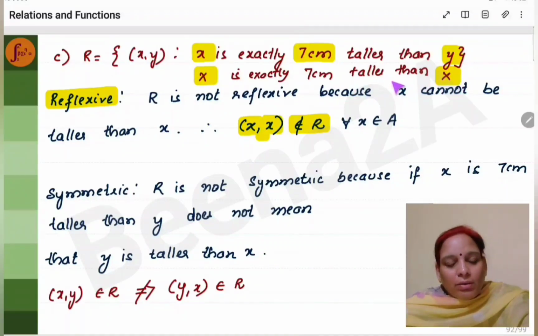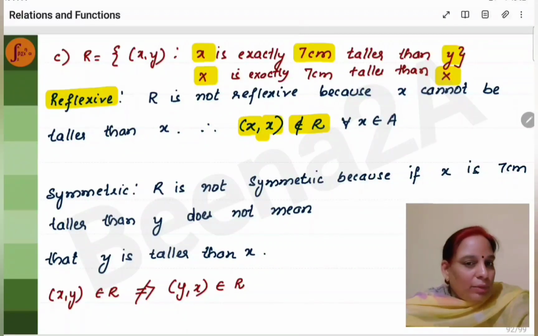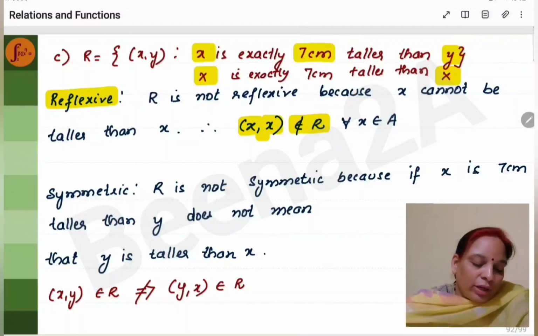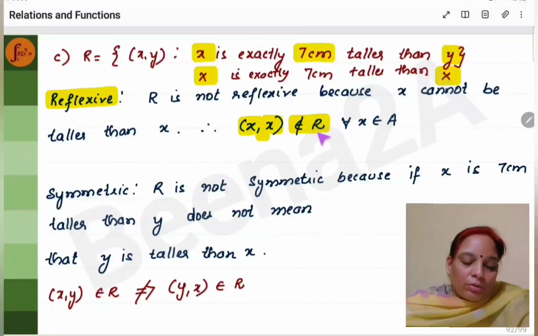Can I be taller to myself? No, right? I can't be taller to myself. Therefore, this is not reflexive. Therefore, I am telling x comma x does not belong to R, and therefore R is not reflexive. You can write it like this.